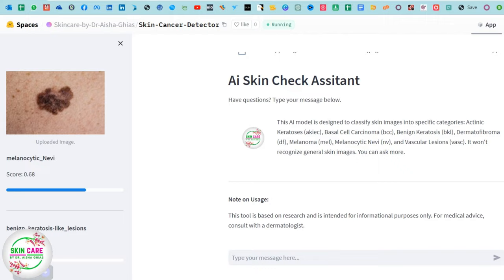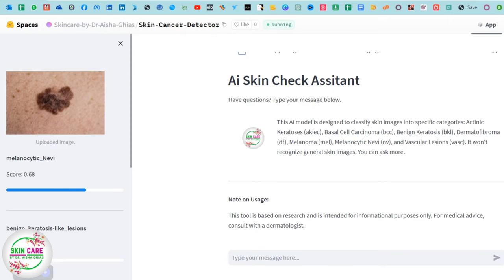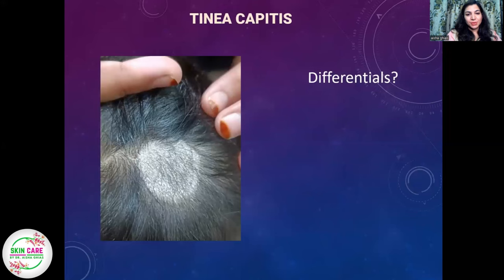As you can see on the left hand side, it has diagnosed the skin lesion as melanocytic nevi with 68% probability. Yes. So this was the patient who came to me and the mother was like, Doctor Sahab, a patch has formed since the last one month, and it's white and a bit powdery. So the differentials obviously were seborrheic dermatitis or tinea.